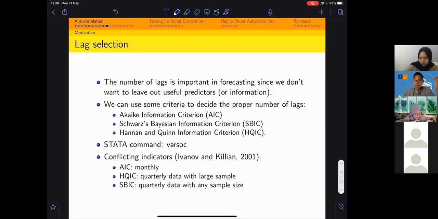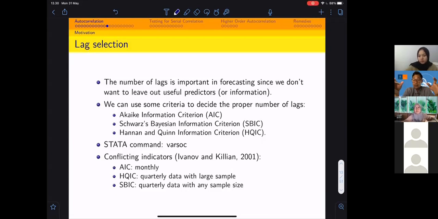So there is the Akaike information criterion, or the AIC. There is the Schwarz-Bayesian information criterion, SBIC, as well as the Hannan-Quinn information criterion. So if during analysis of time series data we need information about the proper length, so how many lags should I include in the model, then one of the things that we can do is resort to these criteria.